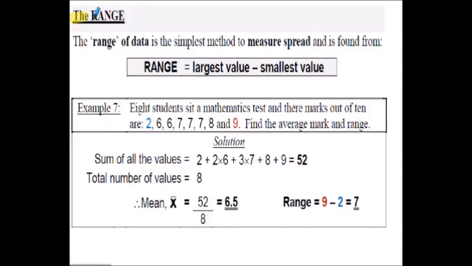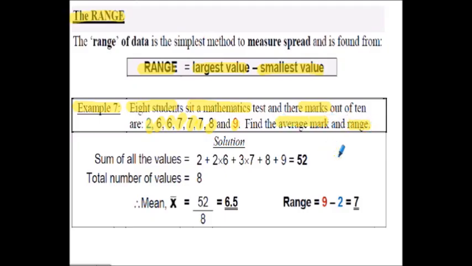Okay, the first method of dispersion we're going to use is the range. The range is simply the largest value in our data set, take away the smallest value. Look at example 7. We've got 8 students going to sit a maths test, and their marks out of 10 were 2, 6, 6, 7, 7, 7, 8 and 9. We're asked to find the average mark and the range.